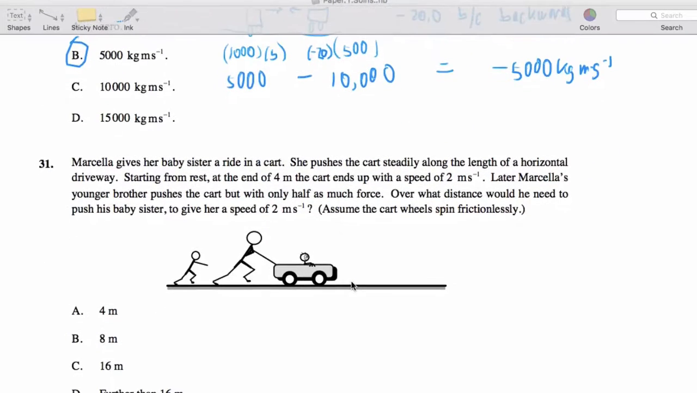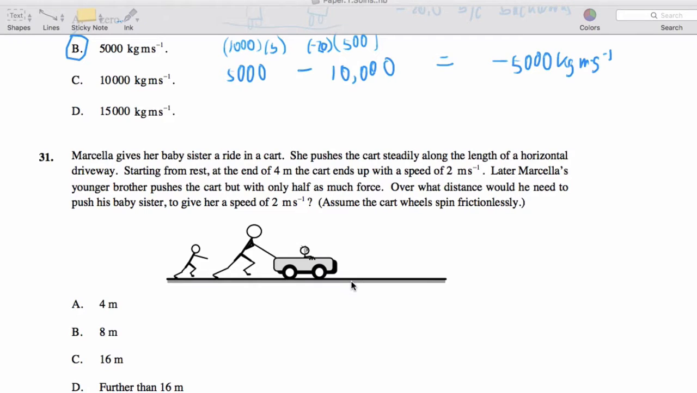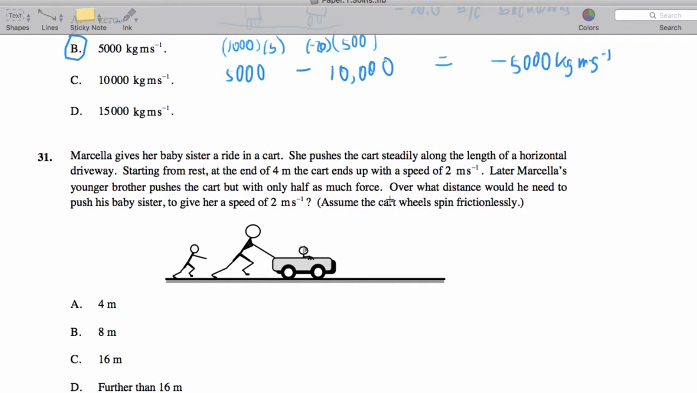All right, so question 31. Marcela, if you're Spanish. Well, but it's got two L's, so it's Marcella. She's Italian. All right. Marcella gives her baby sister a ride in a cart. She pushes the cart steadily along the length of a horizontal driveway.